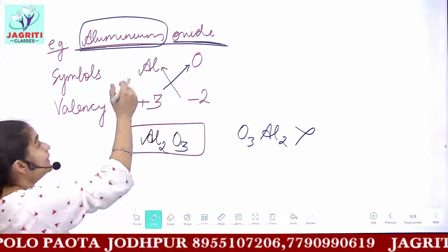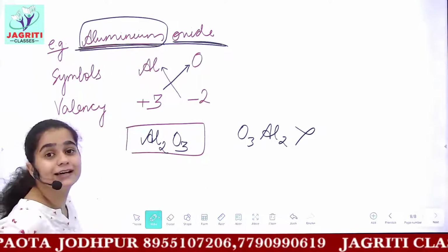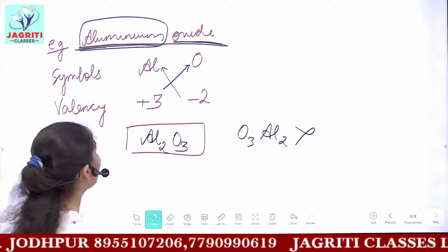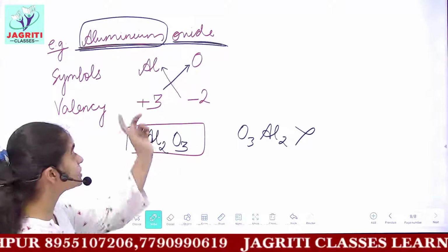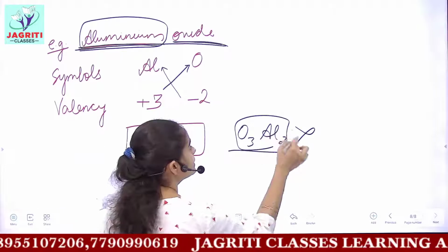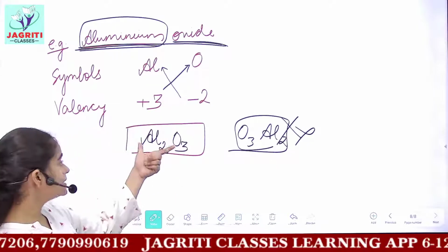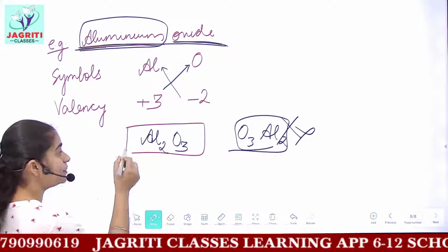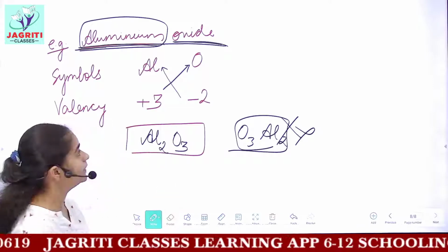First always write the symbol of the component which is written first in the name. So we have aluminium oxide. We do not have oxide aluminium. So this formula is totally incorrect. This is the correct formula, or the correct representation, of aluminium oxide.